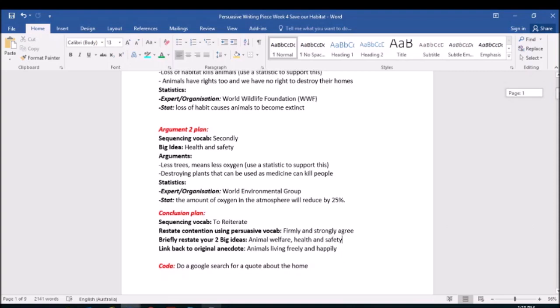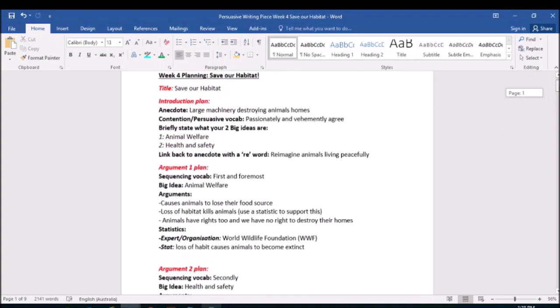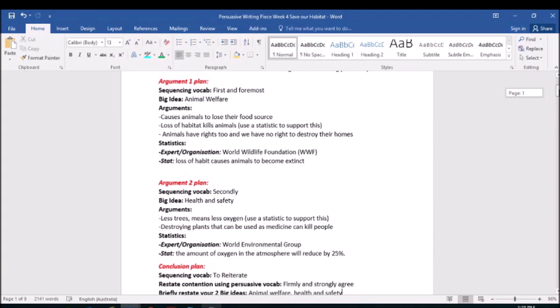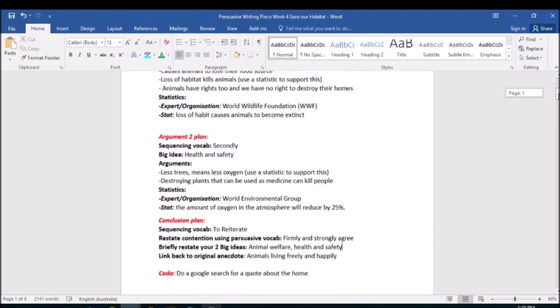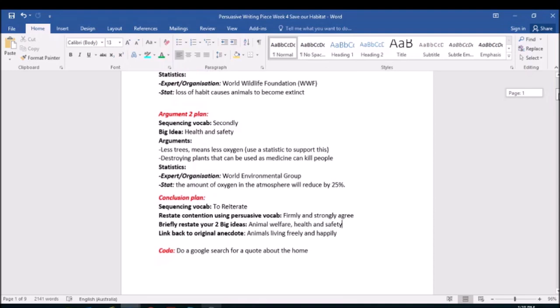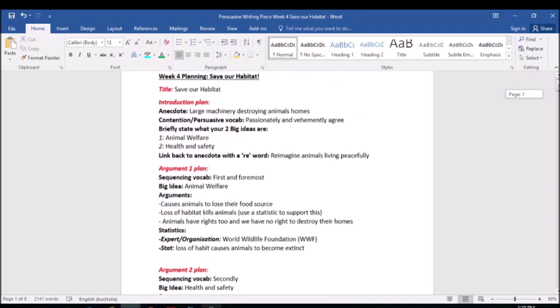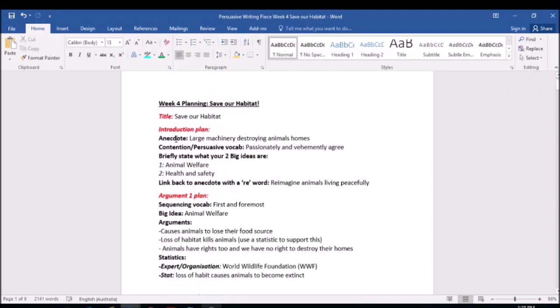So again, that's how I'd love you to structure your writing piece for this week. Again, argument 1 and argument 2 doesn't really change. For our conclusion, we're briefly just restating the arguments that we've already talked about here and the ideas that we've already talked about. So we don't need to include any new ideas in our conclusion there. And again, for the introduction, just make sure that you start off with an anecdote, state your contention, briefly state your two big ideas, and link back to your anecdote with a reword, and you should have a fantastic piece planned for this week.